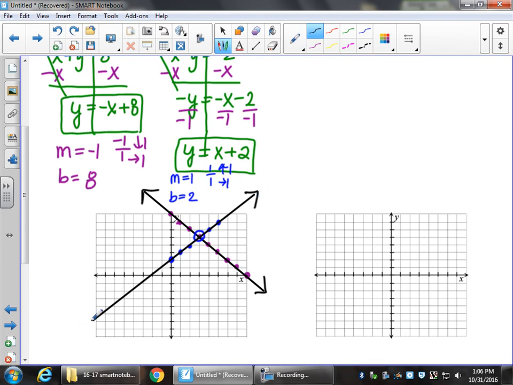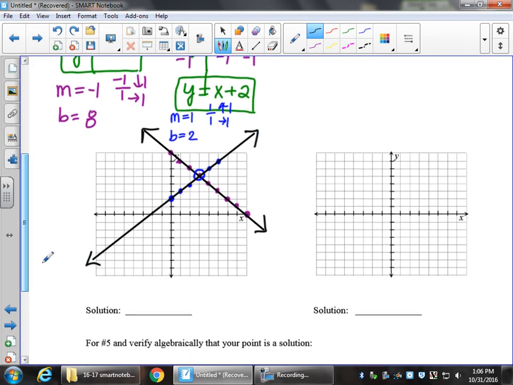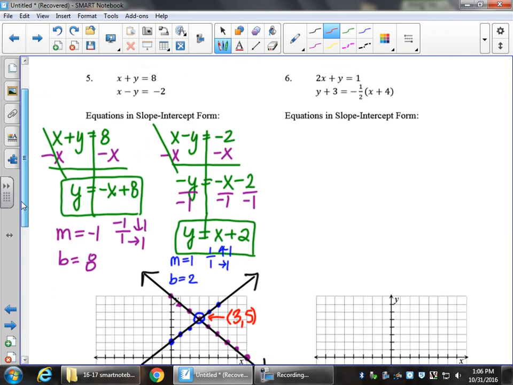Arrows on both ends. Our solution, 1, 2, 3. So 3, comma, up 1, 2, 3, 4, 5. 3, comma 5. Right there. Well done.